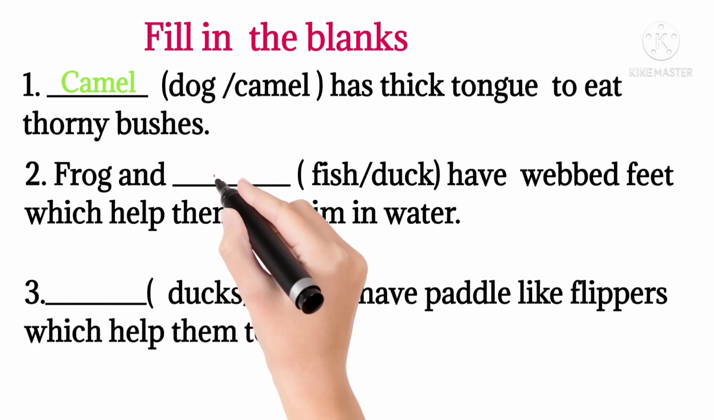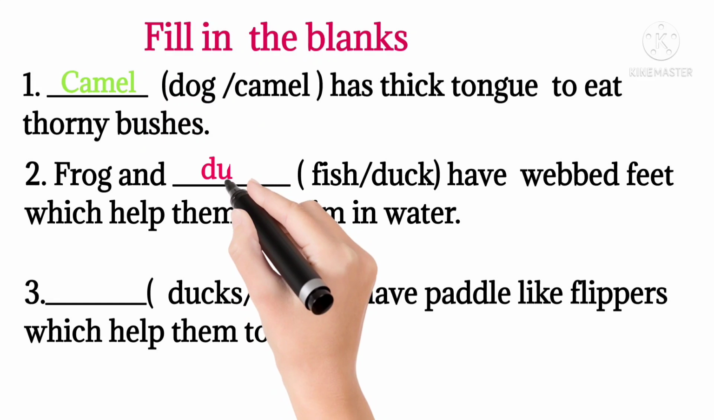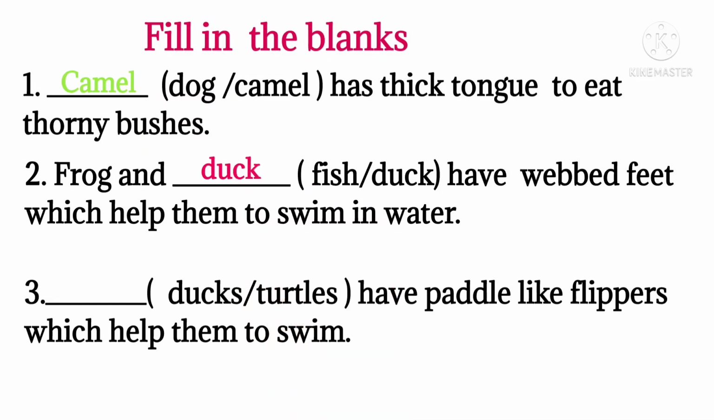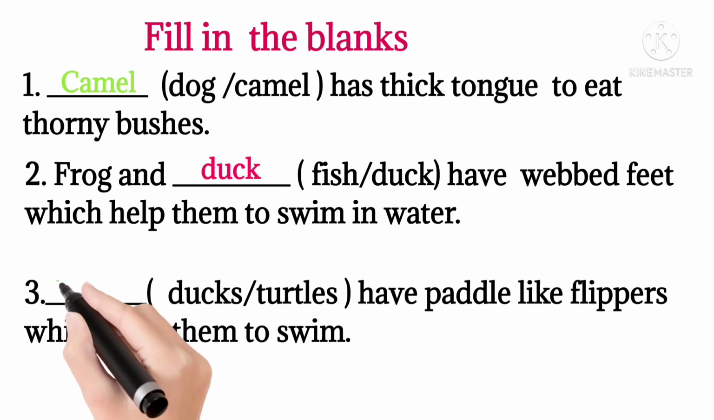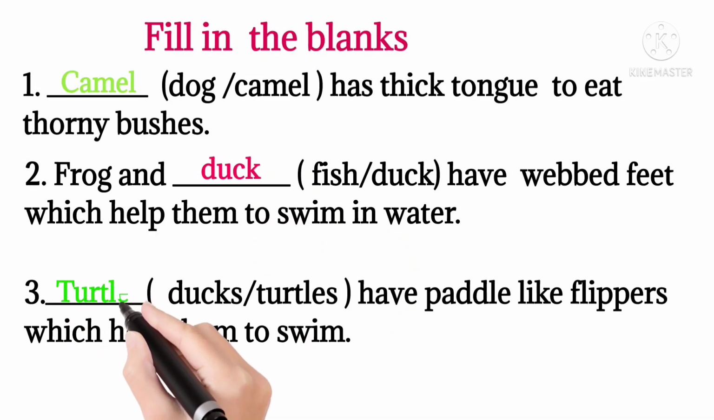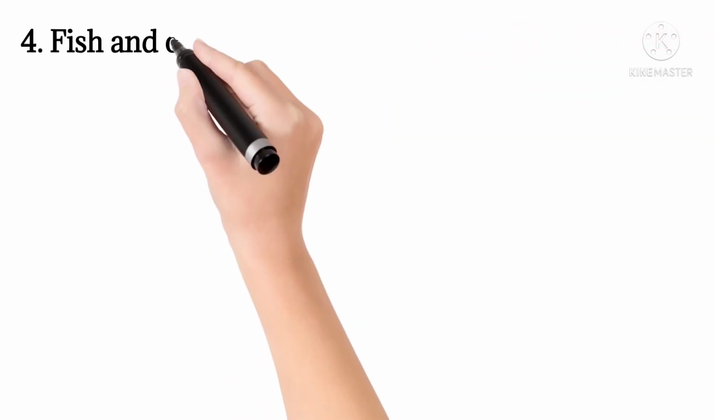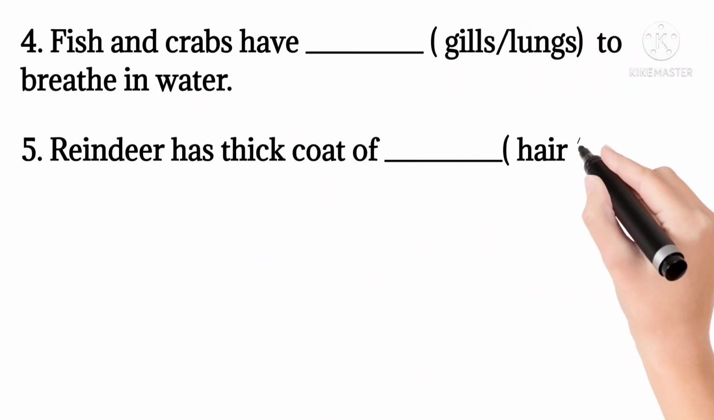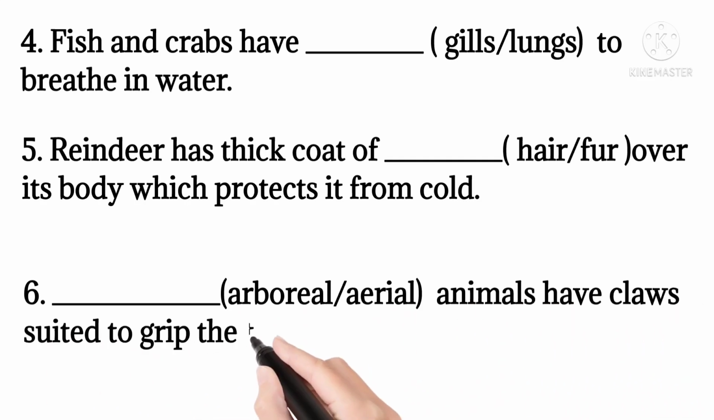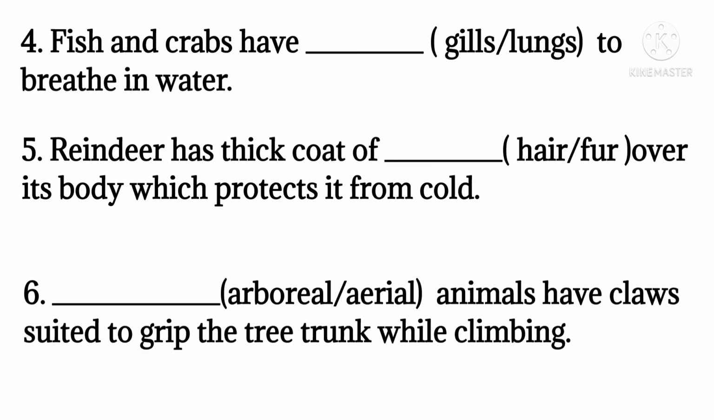Second, frog and fish or duck have webbed feet which help them to swim in water. Correct answer is duck. 3. Ducks or turtle have paddle-like flippers which help them to swim. Turtle has paddle-like flippers which help them to swim forward in water. 4. Fish and crabs have gills or lungs to breathe in water. Both have gills to breathe in water.